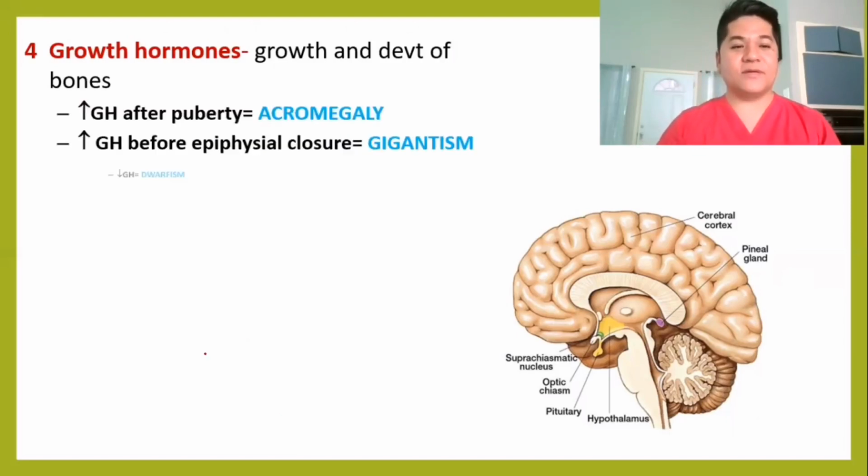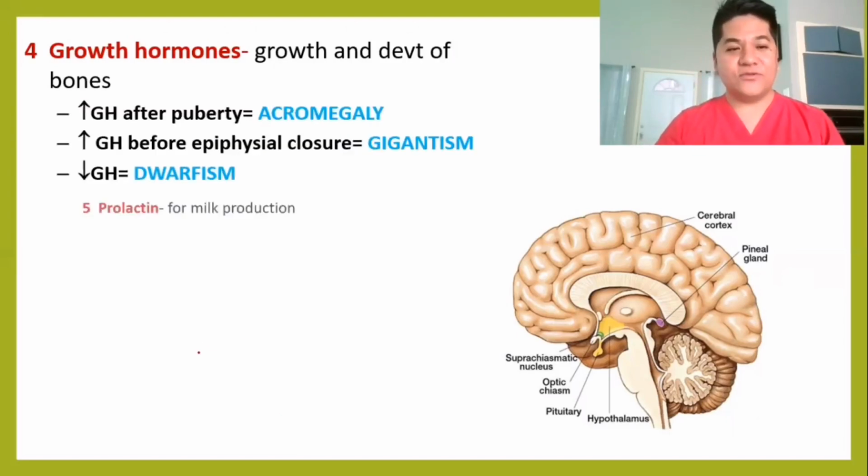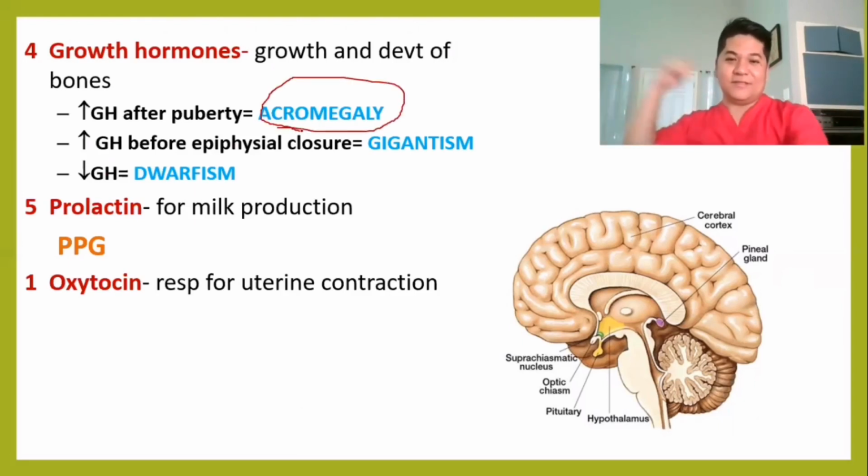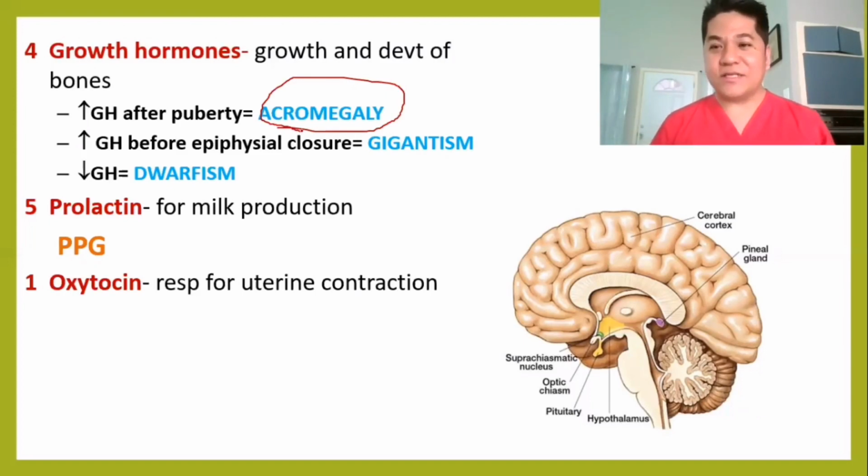Okay, growth hormones. Growth hormones are responsible for your growth and development of the bones. So, for instance, if too much active after puberty, you would have acromegaly, wherein the arms are longer. So like with Marfan syndrome, your lower extremities are longer, or your necks are longer, or something like that. So because of the growth hormones.